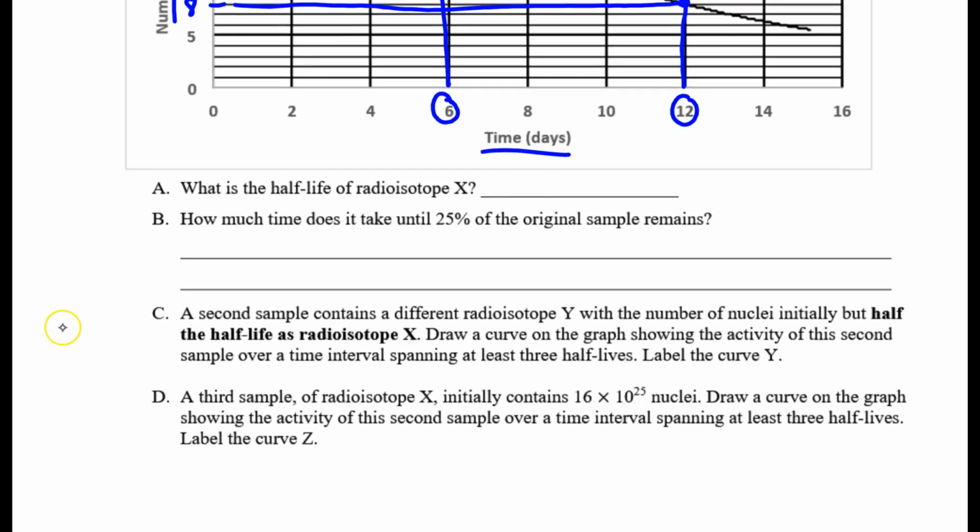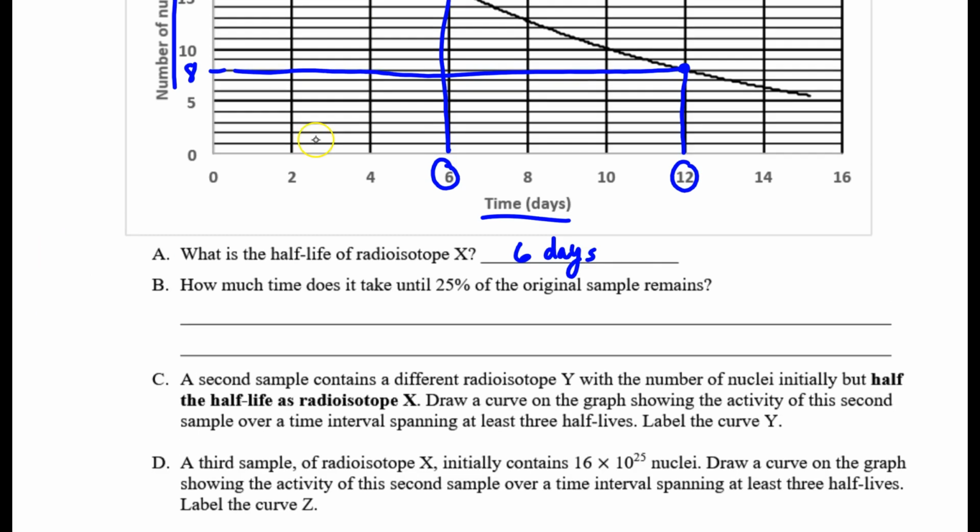You can figure it out. 6 days. And if we let 6 more days go to 18, you would see it down to 4. Half of 8 is 4. So that's how long it would take to get down to 4 if we were to extrapolate out.